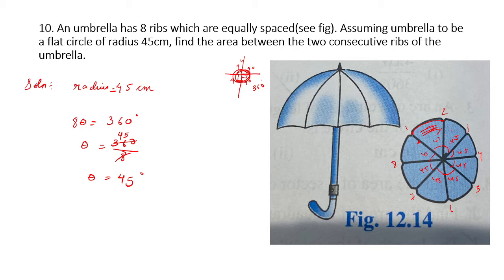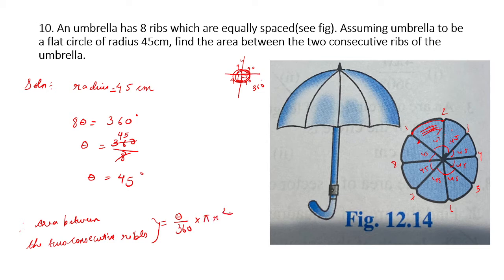So this is what you have. Therefore, now you can just write the area between the two consecutive ribs. This is going to be equal to theta by 360 into pi r square.